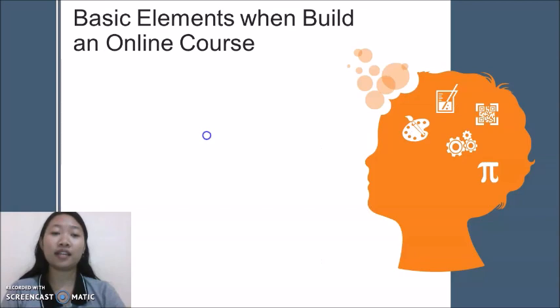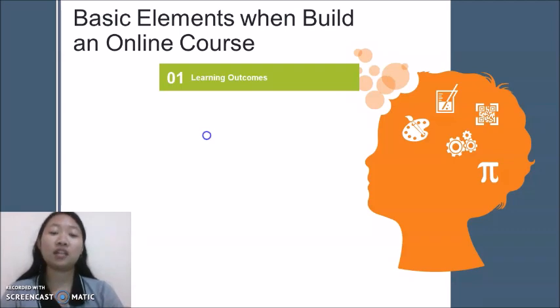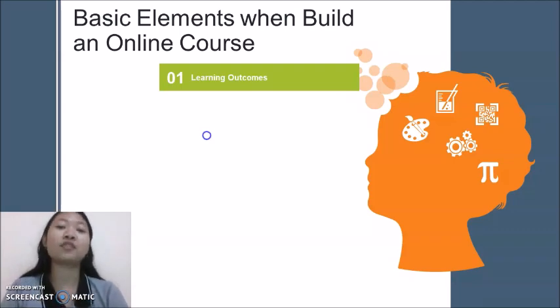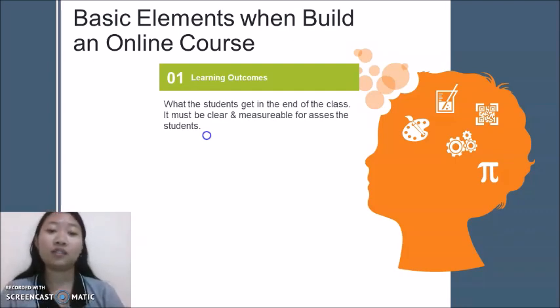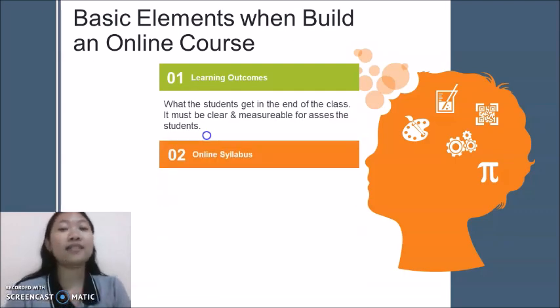And next is basic elements when building an online course. The first element is that the teachers must provide or prepare the learning outcomes. The learning outcomes mean what the students get at the end of the class, and they must be clear and also measurable to assess the student. And the second is the online syllabus.